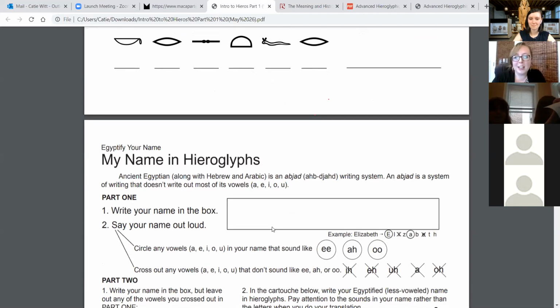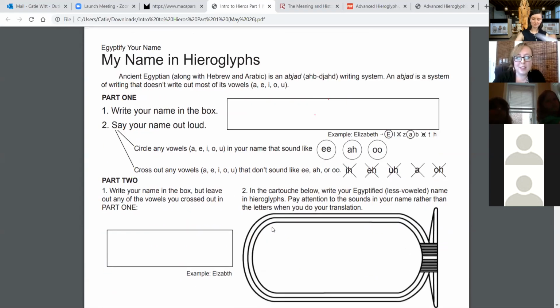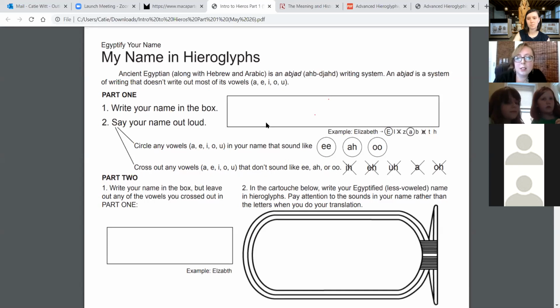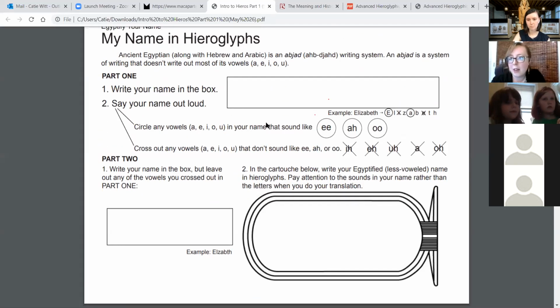So let's look at the next sheet then, My Name in Hieroglyphs. The first step, so that we can write our name in hieroglyphs, I want you to write out your name in the box. And we're going to do the same thing that we did for the last one, where we say it out loud so that we can really look at the signs. And we're going to try and match it to what we have on our alphabet sheet.